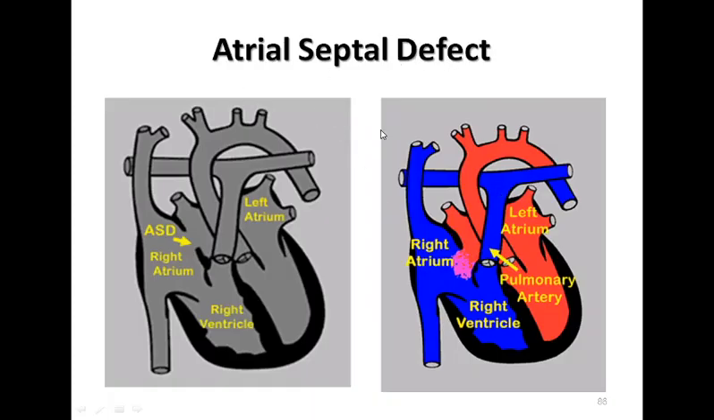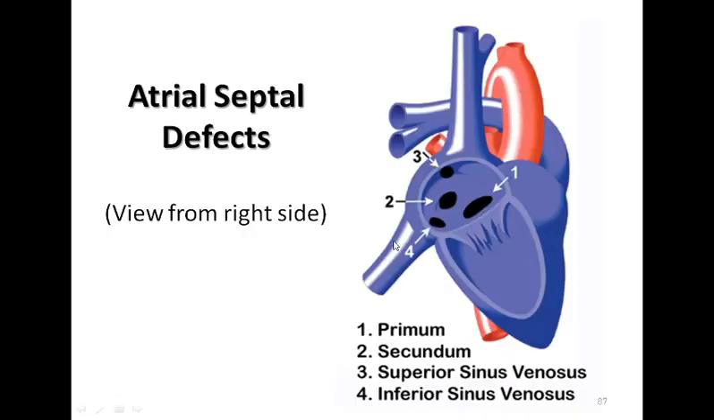In atrial septal defect, there is a defect in the atrial septum, and because of that, there is a mixing of the blood. This is an ASD defect. The location can vary. This one is a primum defect. This is the secundum defect. Third one is a superior sinus venosus defect. This is an inferior sinus venosus defect.